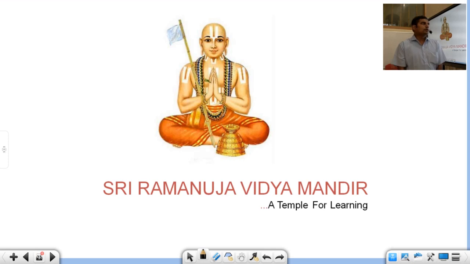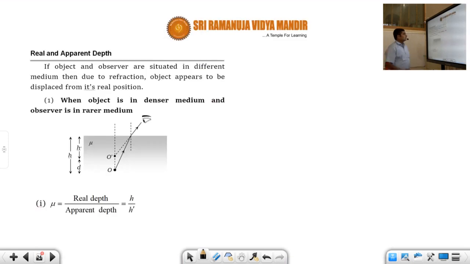Now we are going to continue further in our topic, which is called refraction at plane surface. Today we are going to discuss what is meant by real depth and what is meant by apparent depth. This is also basically refraction at plane surface only.